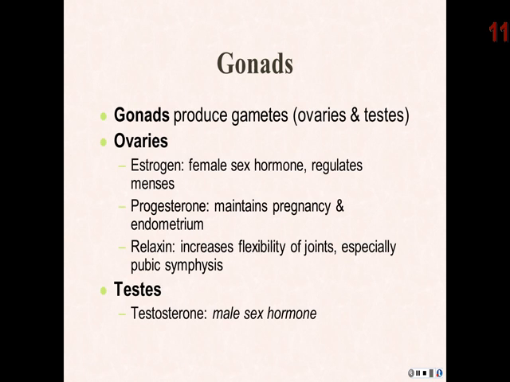The gonads are the organs that produce the gametes, or sex cells. In females, these are the ovaries. They produce estrogen, the female sex hormone responsible for regulating the menstrual cycle. Progesterone is also produced here and helps to maintain the endometrial lining in pregnancy. Relaxin helps to increase flexibility of the joints, particularly the pubic symphysis, to help deal with the growing fetus. The testes are the male gonads and produce the male sex hormone testosterone.